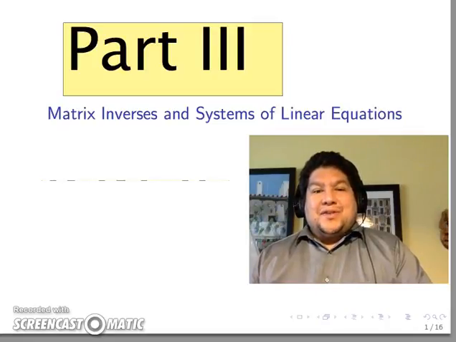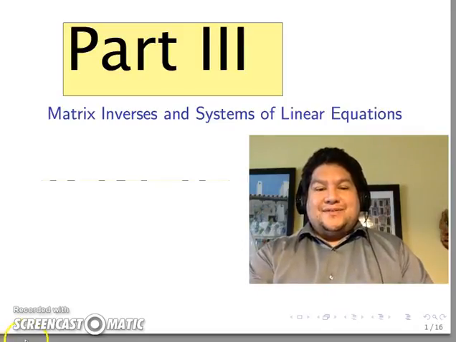Hi, this is part 3 of matrix inverses and systems of linear equations.